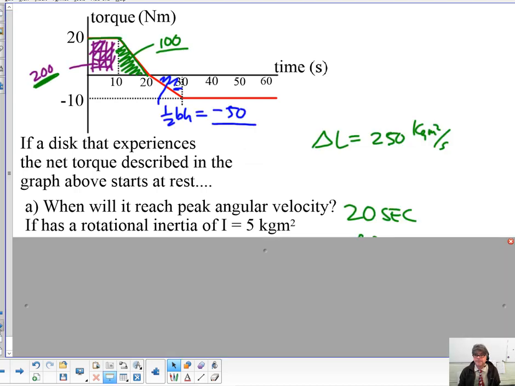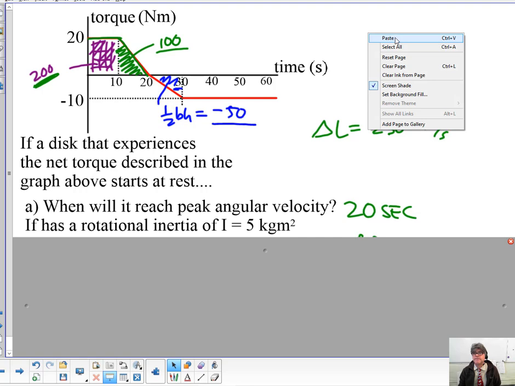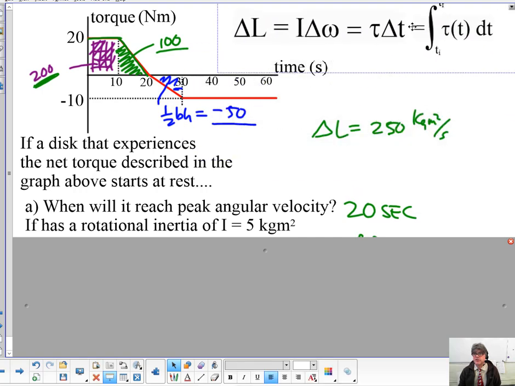So here we go. There's my answer to the previous question. I've got 20 times 10 is 200 kilogram meter squared per second worth of angular momentum increase, and then another 100. And this blue triangle here is negative, because it is below the axis. So 300 minus 50 is 250, a total change in angular momentum of 250. Again, pasting this equation all over the place, now we know this is equal to 250.